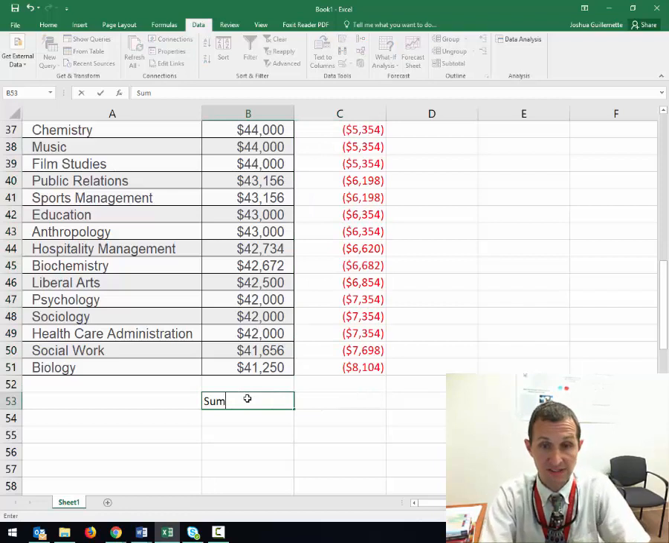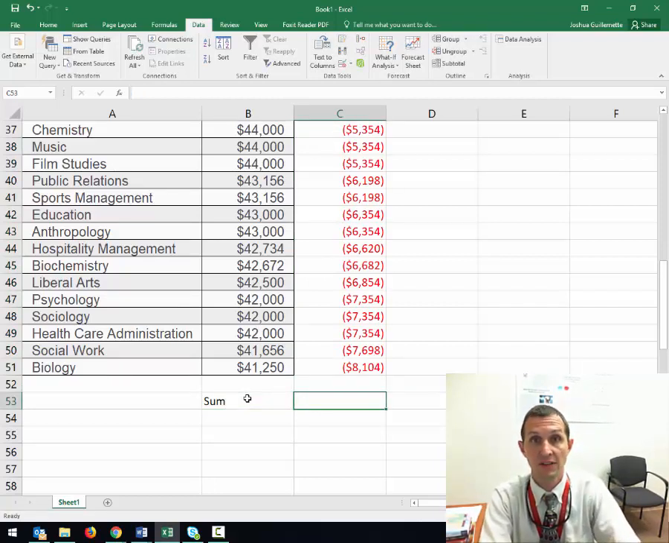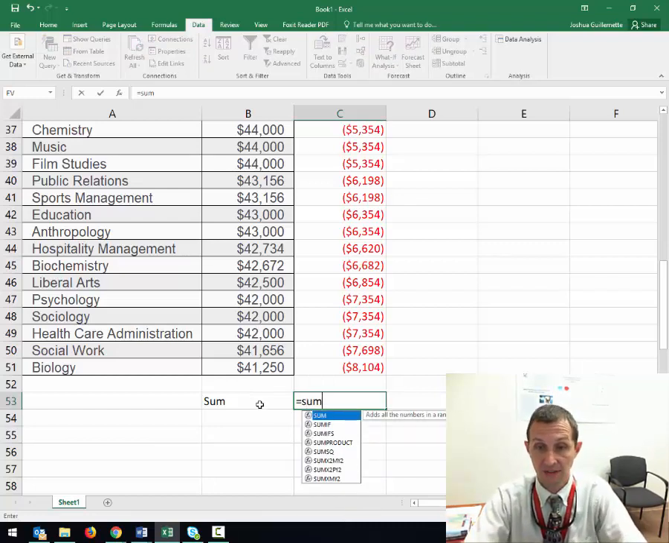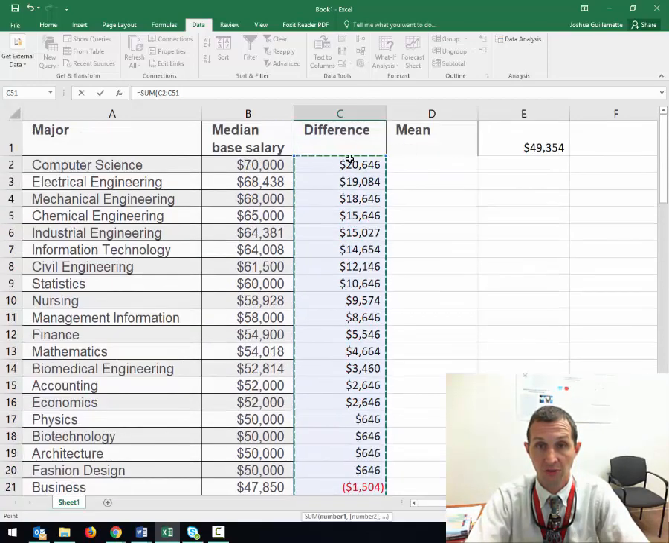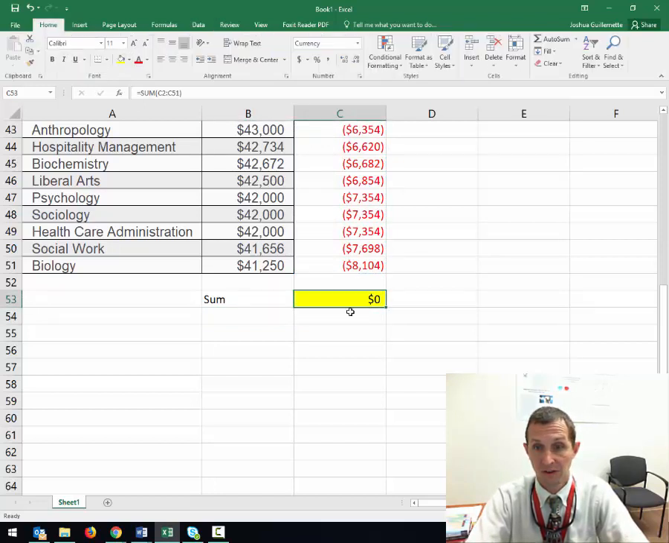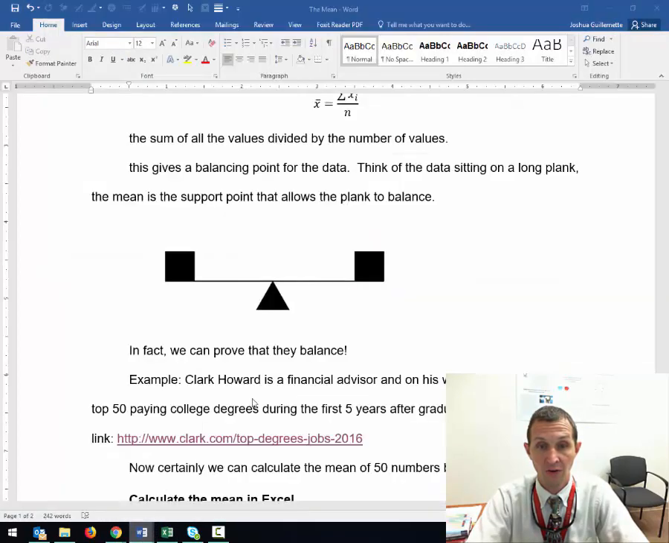So the way we sum in Excel is we say equal, and then it's a sum, right? S-U-M, sums things, adds all the numbers in the range of cells. So I'm going to hit tab again, and now again, it wants numbers, so I'm going to grab all of the numbers in the difference column from C2 to C51, and then I hit enter, and I get, wait, I get 0. Oh, there's just as much positive difference as there is negative difference.